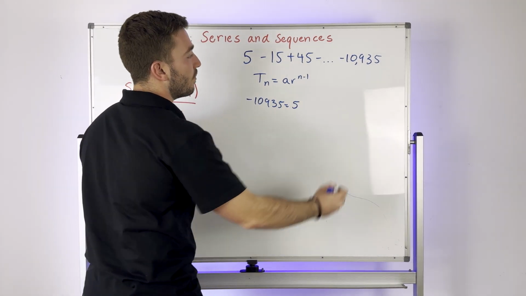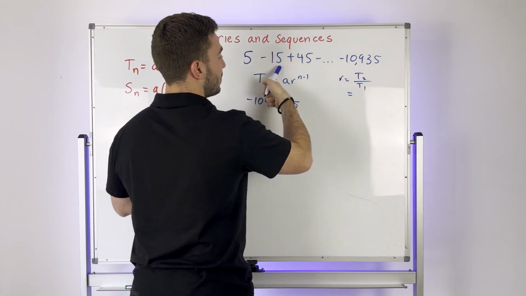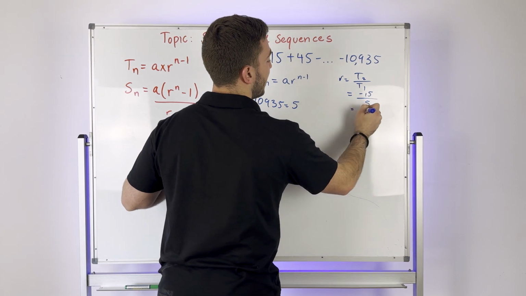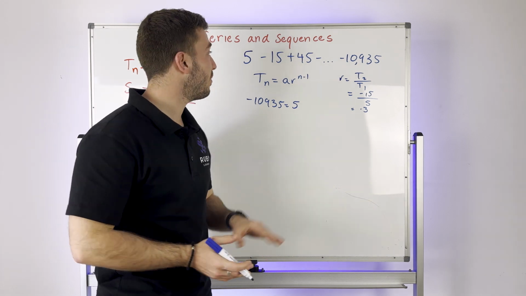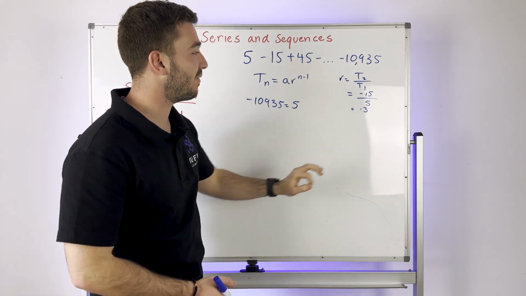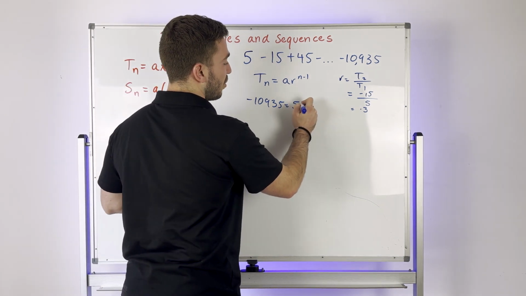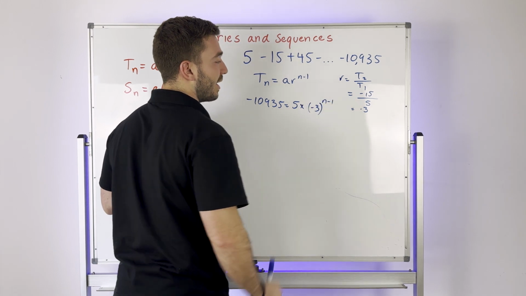Now, what's our ratio? Really quick, our ratio is t2 over t1, which is the second term, minus 15, over the first term, 5, which gives us negative 3. Again, you don't have to use the first two terms, you can use any two terms. If we did 45 divided by minus 15, we're still going to get minus 3. So it's the first term multiplied by minus 3 to the power of n minus 1.